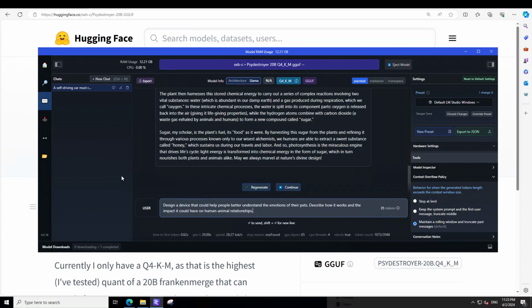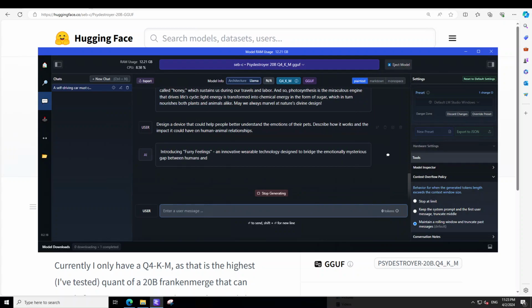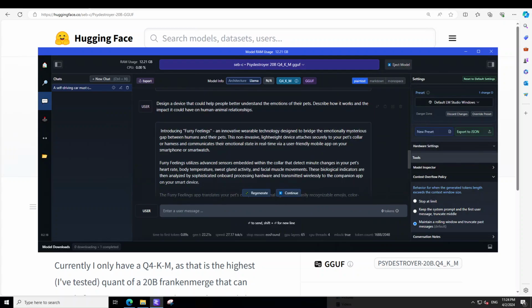Now, in this one, I'm asking it to design a device that could help people better understand the emotions of their pets, describe how it works, and the impact it could have on human-animal relationships. Wait for the response. Okay, so now let's look at this response, and you can immediately see that it has named this device Furry Feelings, which is an innovative wearable technology. So it has just gone by itself and decided that it should be a wearable to bridge the emotionally mysterious gap between humans and their pets.